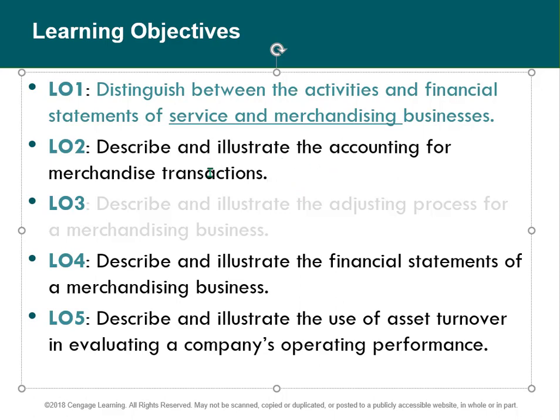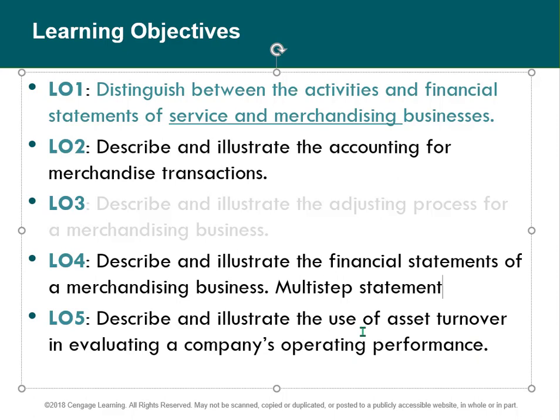Okay, the center of the chapter has a piece on the adjusting process for merchandising business. We are not going to do this. You don't have to worry about it at all. So literally just skip over it. But what I do care about are the financial statements of a merchandising business, in particular the multi-step statement. You've got a couple good illustrations in the practice problems.